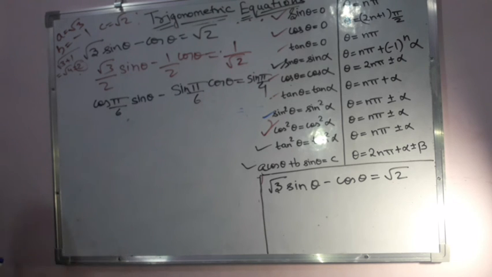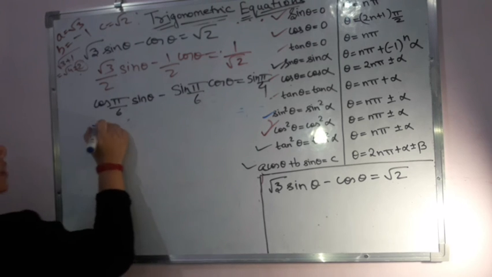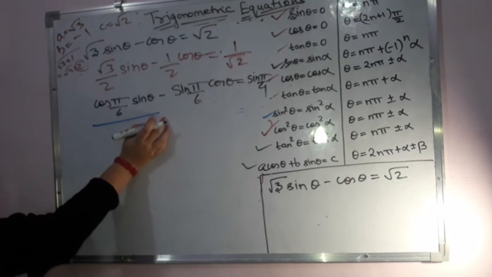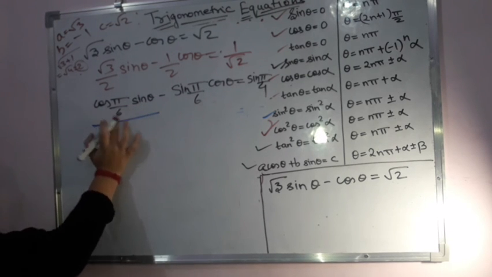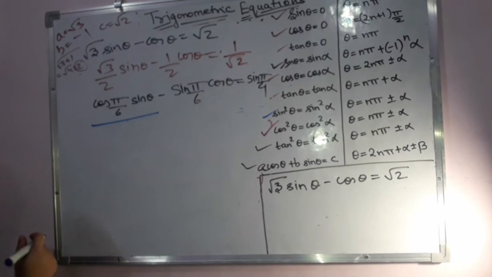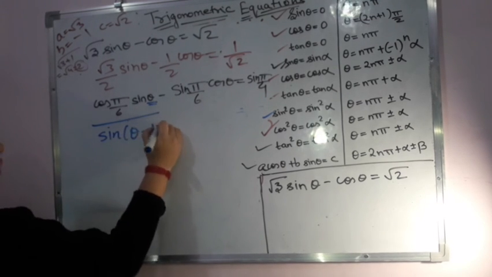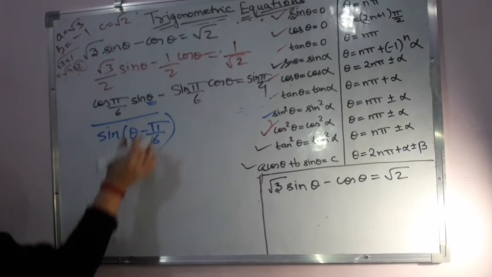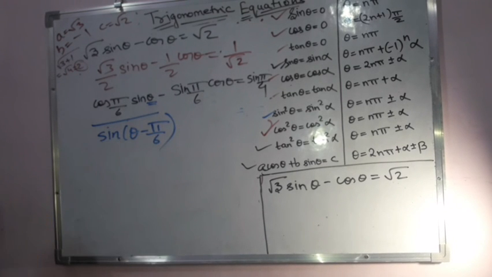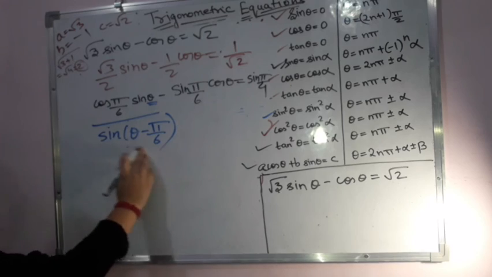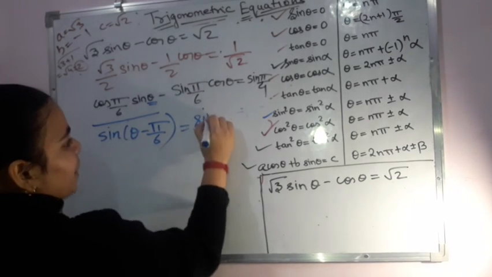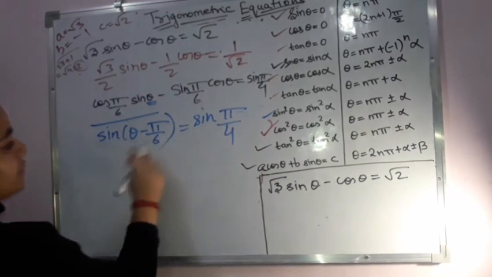trigonometrical ratio only. Now this is sin A cos B minus sin B cos A, and that is quickly the formula for sin of A minus B. So sin of A, that is theta, minus B, that is pi by 6. If you want, you can write sin theta first so that it doesn't confuse you. So it is sin of theta minus pi by 6 is equal to sin of pi by 4. Can you see I have got sin on both hand sides?